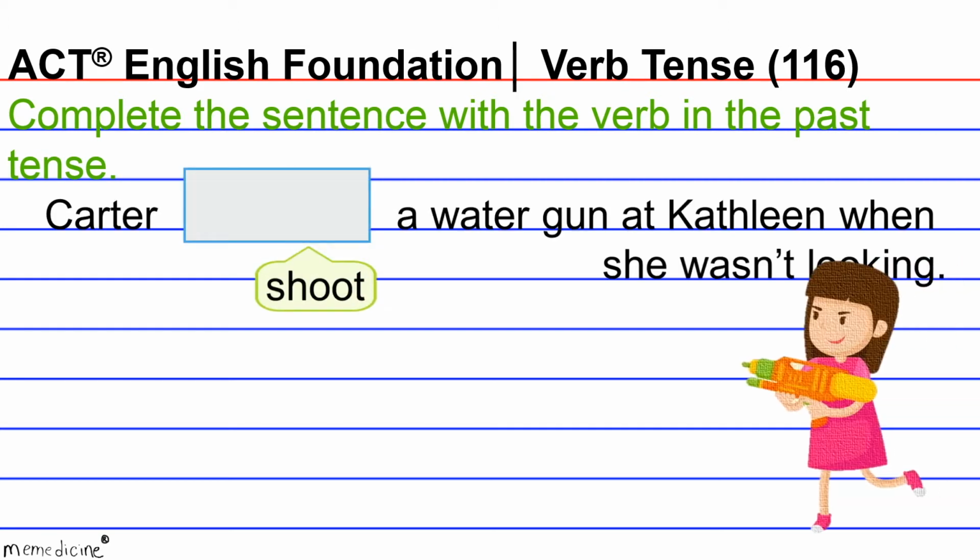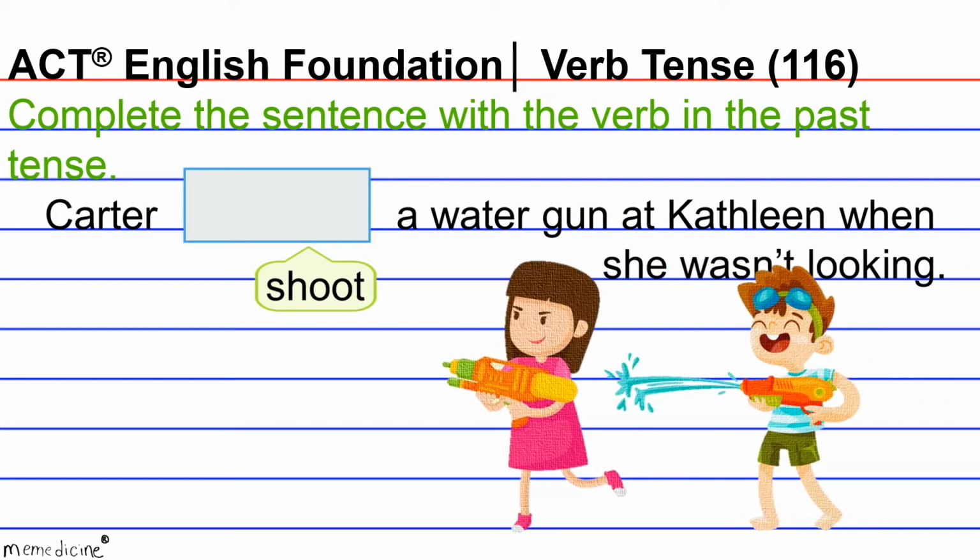Carter blanked a water gun at Kathleen when she wasn't looking. The task here is to shift the tense of shoot to its simple past tense verb form.